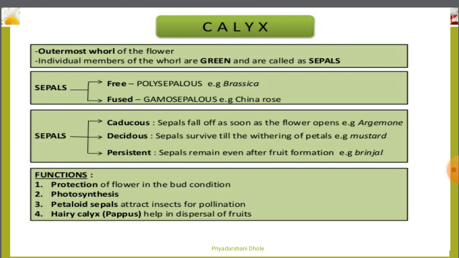Function is the protection of the flower in the bud condition. Then, because it is green in color, it helps in photosynthesis. Petaloid sepals attract insects for pollination. And hairy calyx helps in the dispersal of the fruit. This is the first part, calyx.